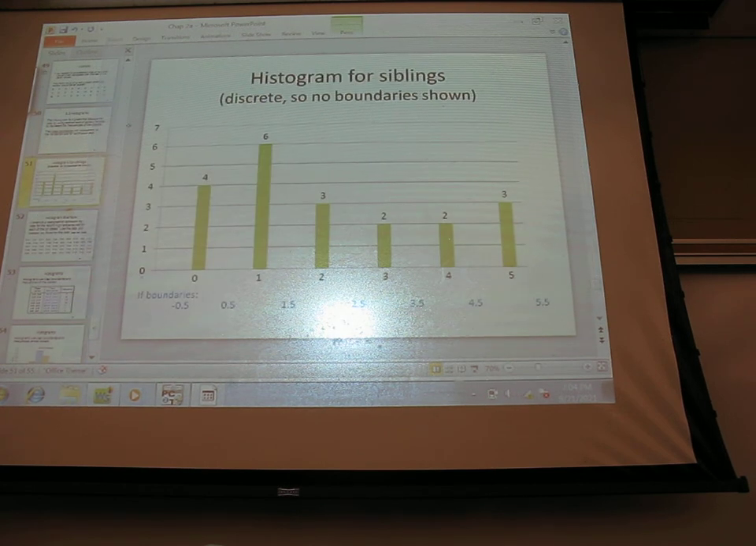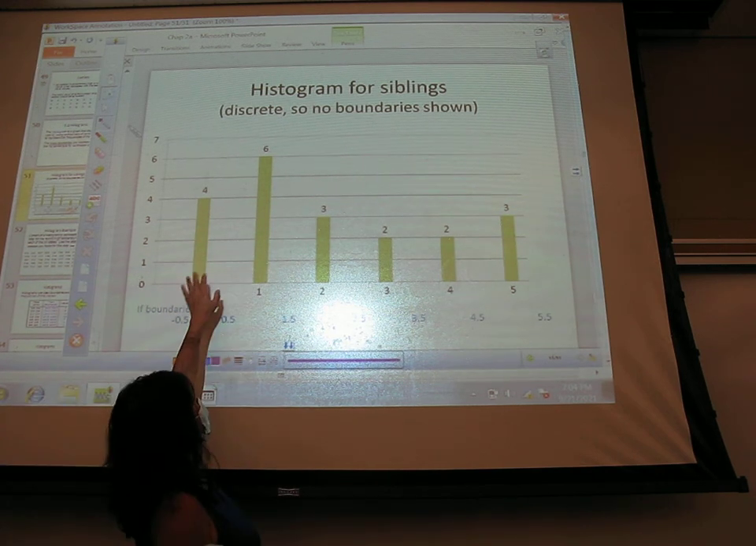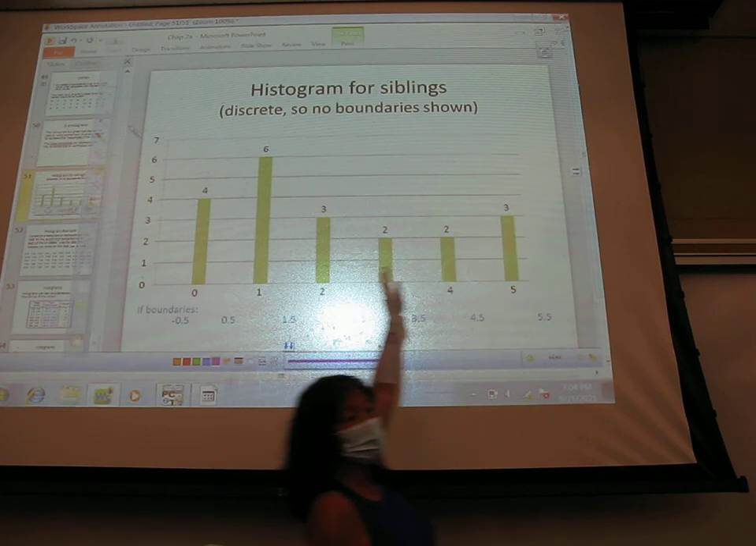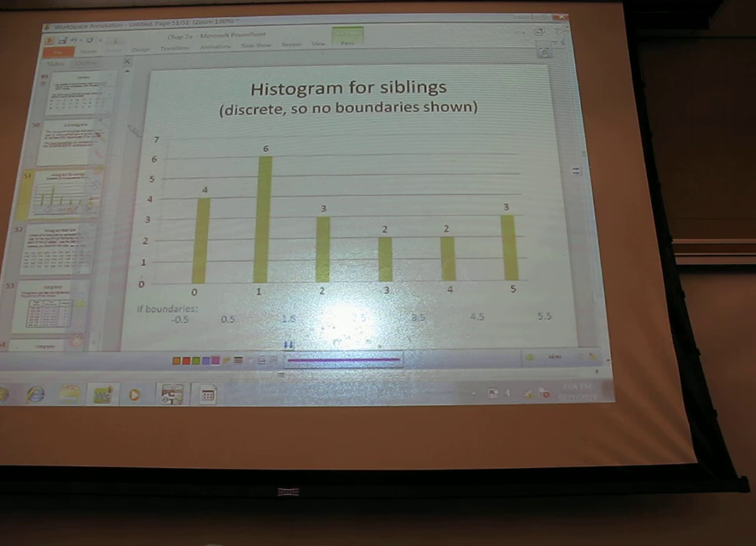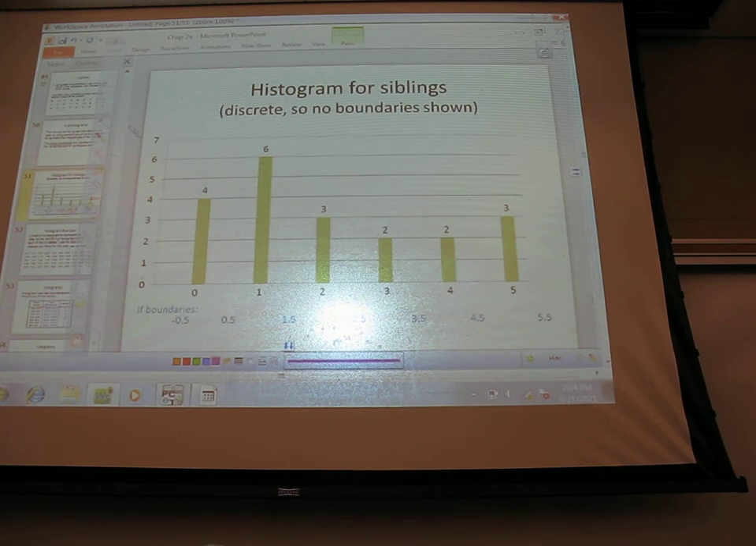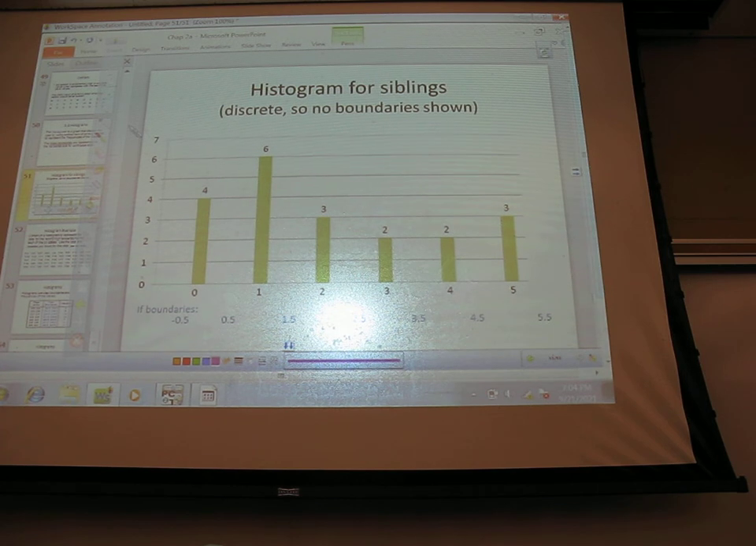Here's an example. This is discrete, so there aren't any boundaries. So how many people had 0 siblings? 6 people. The height tells you how many. How many people had 3 siblings? 2 people. Please note that these don't touch. Do you see how the bars don't touch each other? Because here's 2, there's 3, right? They're separate. Now, if I decided to use boundaries, then it would look like this, and they would touch.